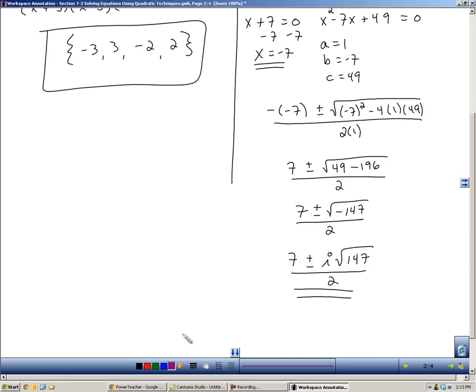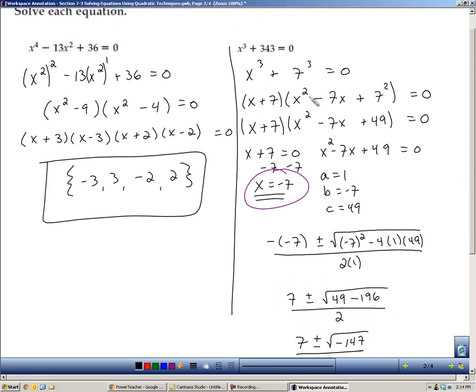So I have solutions that I found up here, negative 7, and I have solutions that I found down here. So really there are three solutions to this problem, which we knew because the highest degree on the polynomial was a cubed, so we knew we were going to have three solutions.